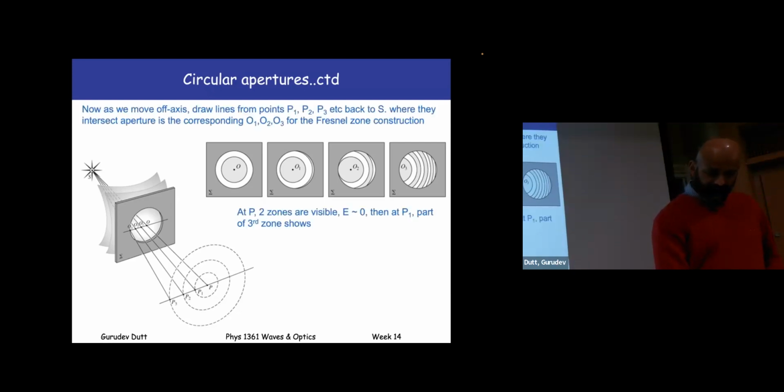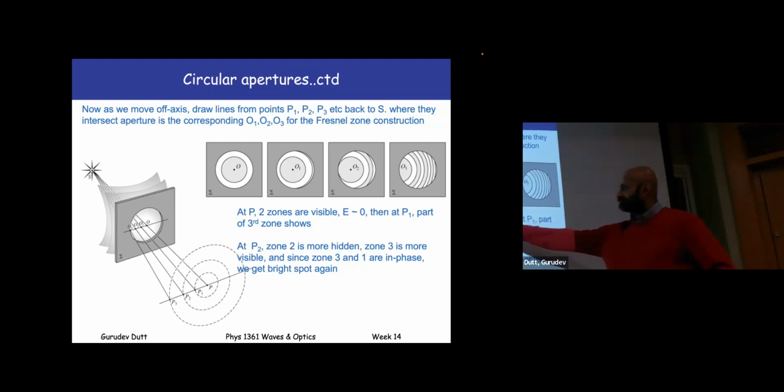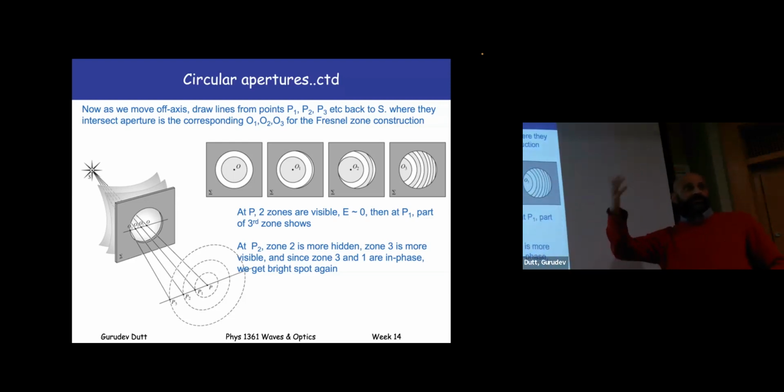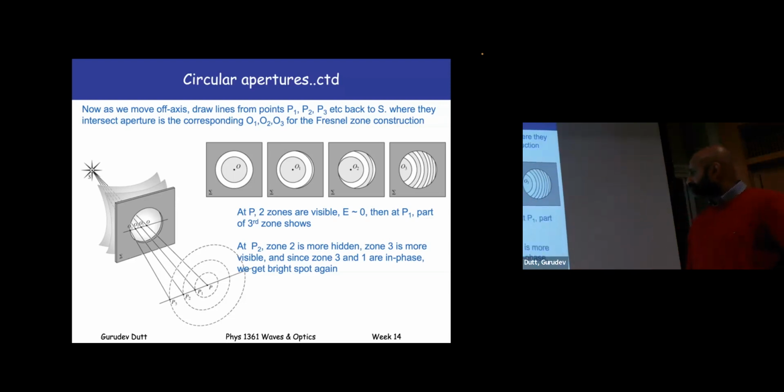Okay. All right. So that's just summarized here. At the point P, 2 zones are visible, so the electric field is 0. At point P1, part of the third zone shows, so you get a little more bright fringe. And then at point P2, zone 2 is more hidden, zone 3 is more visible. Since zone 3 and zone 1 are in phase, right? For Fresnel zones, the first one and the second one are out of phase, then the third one will again be in phase. So then again, we'll get a bright spot here.